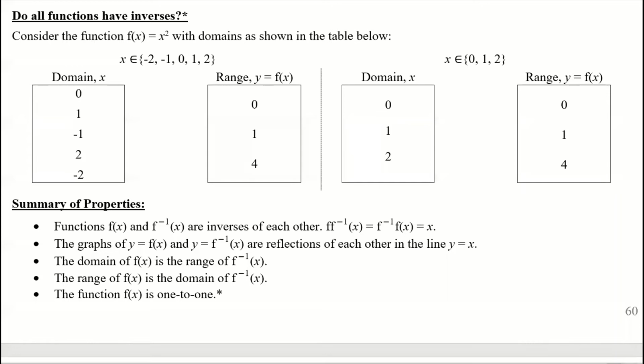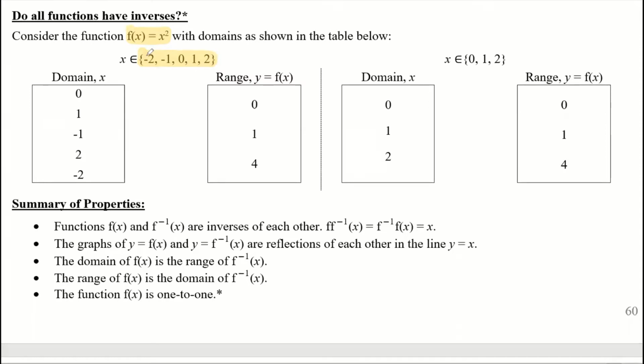So the question is, do all functions have inverses? With a little asterisk after it. We'll talk about that in a minute. I've given you a function with two different domains, so we're going to look at two different cases. The function is f of x equals x squared. The first domain is this finite set of integers from -2 up to 2 inclusive. And I've also drawn them as diagrams of domains and ranges.